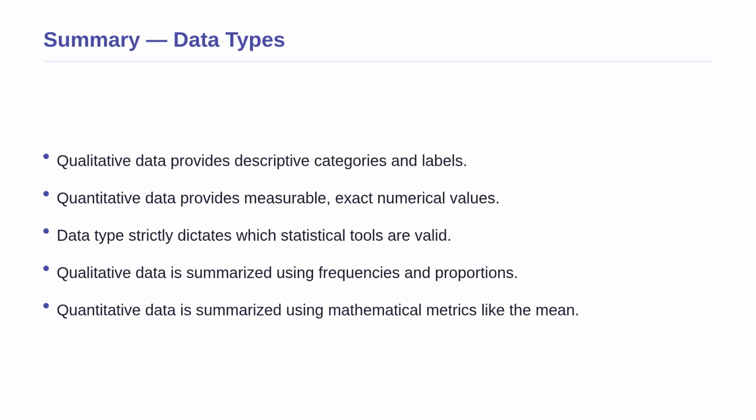We have covered a lot of ground today, so let us reinforce the most important ideas. First, always remember that qualitative data gives you descriptive categories, while quantitative data gives you measurable, exact numbers. Second, correctly identifying your data type is crucial because it strictly dictates which statistical tools you are allowed to use. Finally, we summarize qualitative data by looking at frequencies and proportions, whereas quantitative data allows us to calculate deep mathematical metrics like the arithmetic mean.